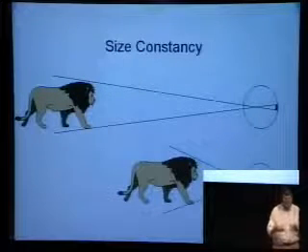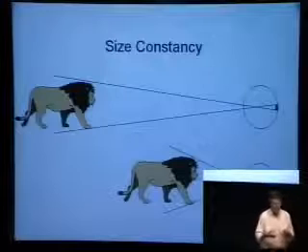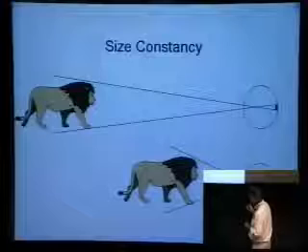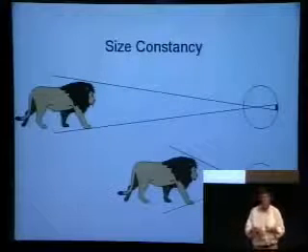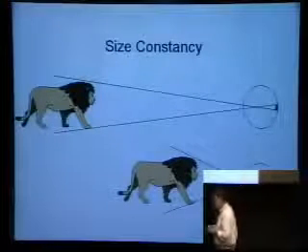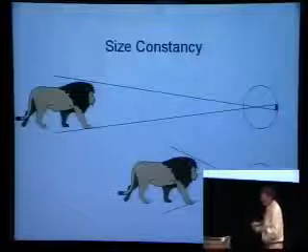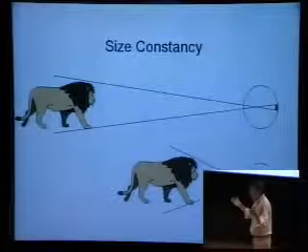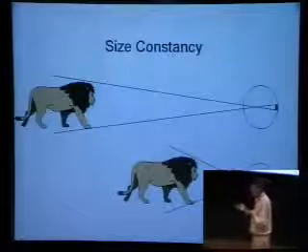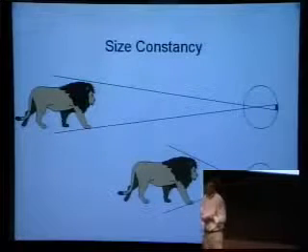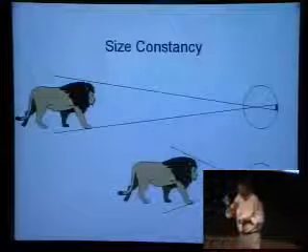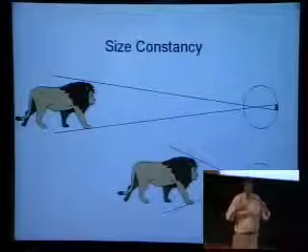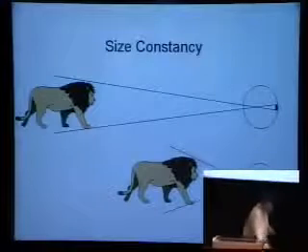Size remains constant, perceived size remains constant, despite changes in the size of the retinal image that occur as a function of the object getting closer. So here you have an example where the proximal stimulus is changing, the size of the retinal image is changing, but the perception is remaining constant. There's a discrepancy between what the information is and what the perception is.